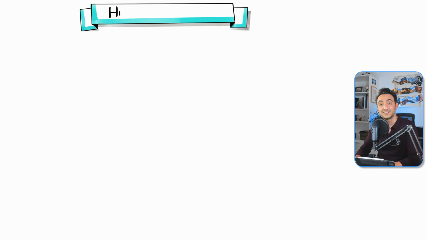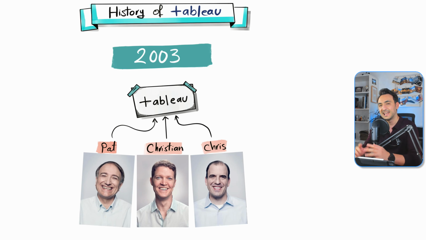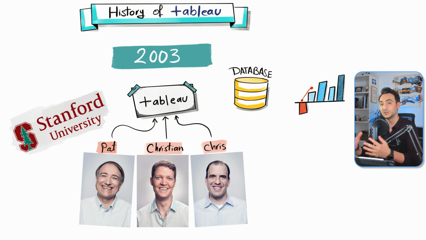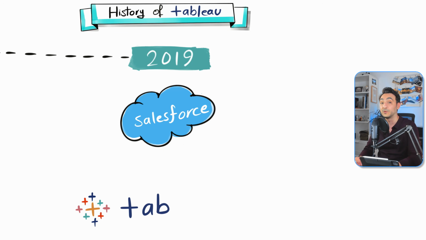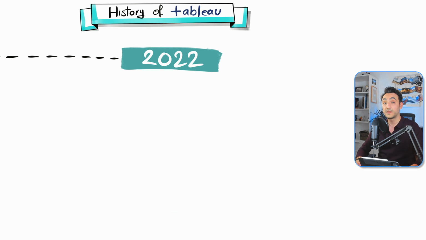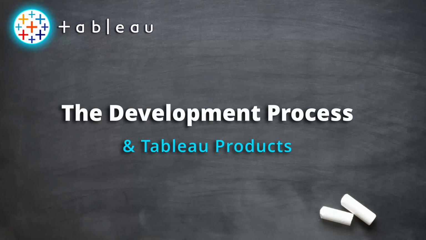Now let's have a quick history about Tableau. In 2003, Tableau was founded by 3 guys, Pat, Christian and Chris, as a result of a computer science project at Stanford University. They focused on visualization techniques to analyze data inside databases. And then in 2019, Tableau was acquired by Salesforce in a deal worth over 15 billion. And for the last 10 years, Tableau was named as a leader in the Gartner Magic Quadrant for business intelligence.